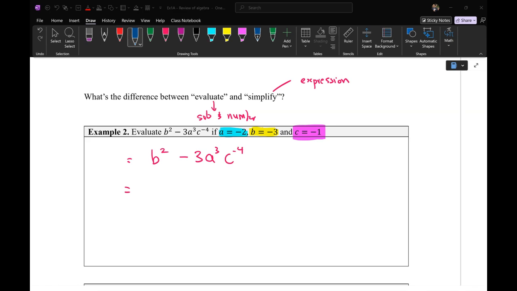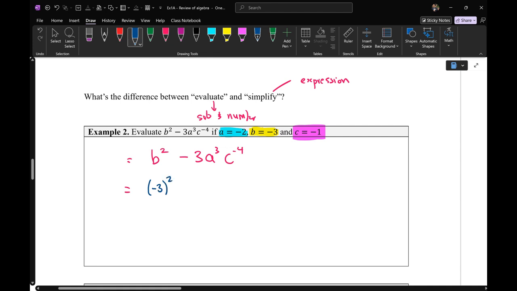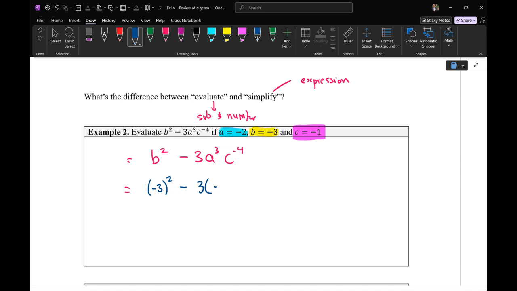So I like the layout: question, method, answer. So I've put out my problem. Here we go. b is negative 3, so I'll write negative 3 squared. Notice I'm using the brackets. Minus 3 times a, which is negative 2 cubed, c, which is negative 1 to the power of negative 4. Okay, and then I do it individually.